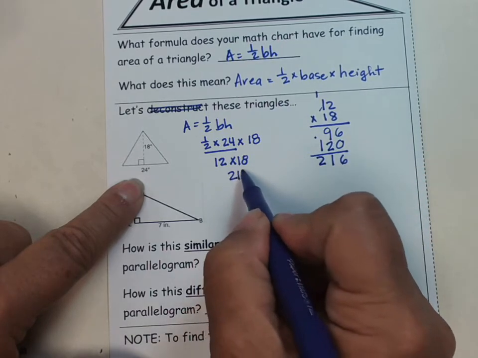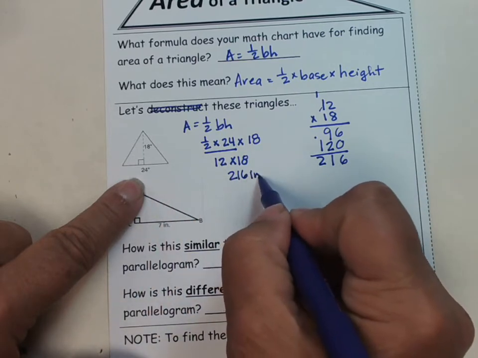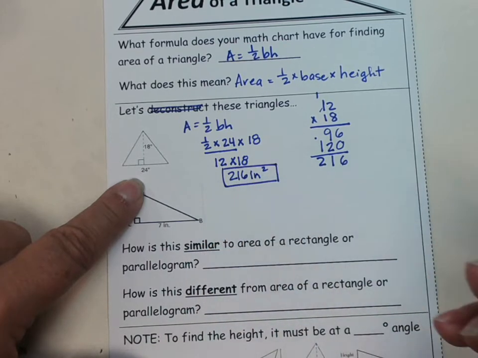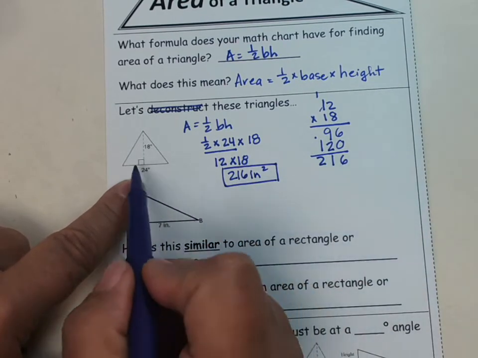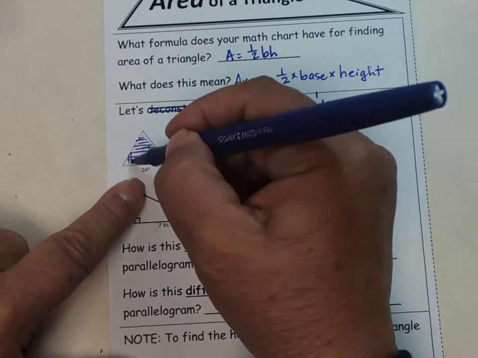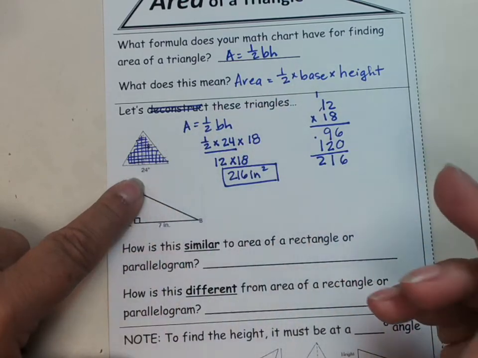So that's 216, and that little double line means inches. So these are square inches. It doesn't mean we do 216 times 216. Remember what we're doing is we're counting all the little squares that are in here. Okay, it's an actual measurement.